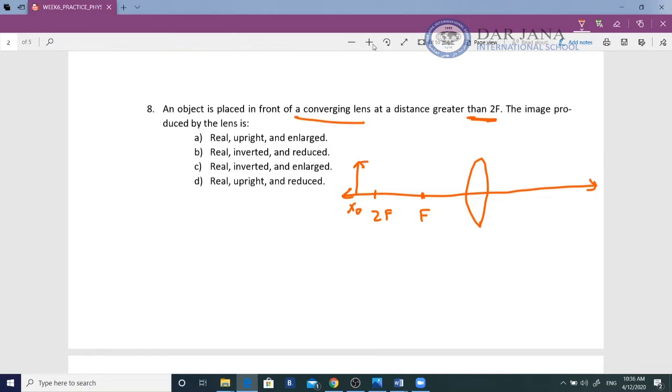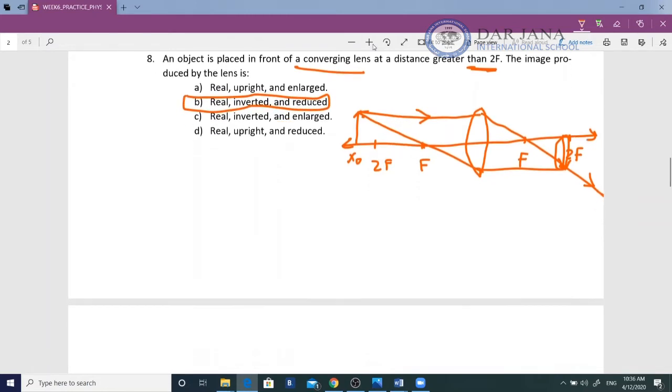This is one of the cases. So here we have also f and 2f. As you remember, we take a parallel ray, it bends to F, refract to F, another ray through F, it will go parallel. So as you see, the image here is real, inverted and reduced. The height of the image here is less than the height of the object. This is one of the cases that you have to memorize.